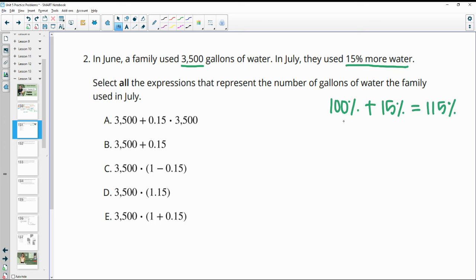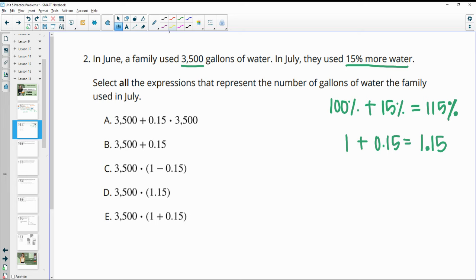We can also think of this in decimals. So if we divide each of these by 100, 100 divided by 100 is 1. 15 divided by 100 is 0.15, and that gives us the decimal version of 115% as 1.15. So this one is the percent. This is how we would write 115% as a decimal. So that's just a couple things to think about before you start looking at these problems.